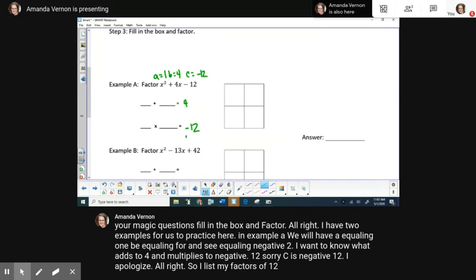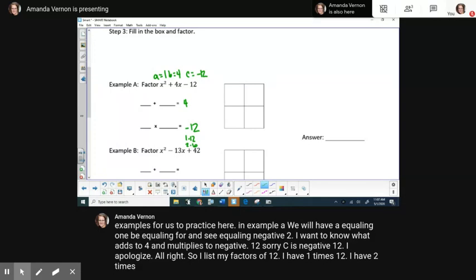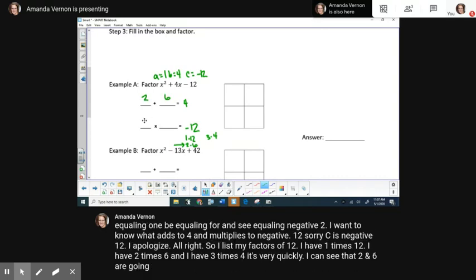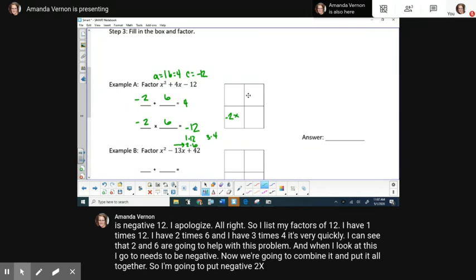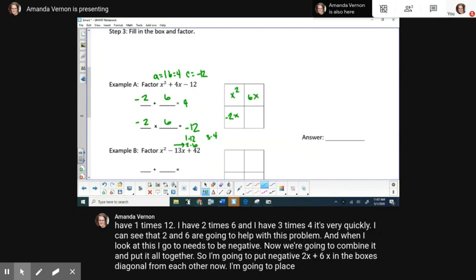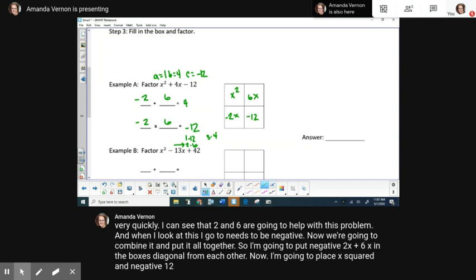I have 1 times 12, I have 2 times 6, and I have 3 times 4. Very quickly I can see that 2 and 6 are going to help with this problem. And when I look at this, I go, 2 needs to be negative. Now we're going to combine it and put it all together. So I'm going to put -2x and 6x in the boxes diagonal from each other. And I'm going to place x squared and -12 in the remaining two boxes. Next, I'm going to factor out what's in common.